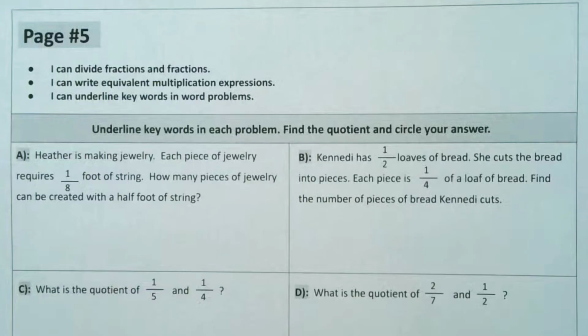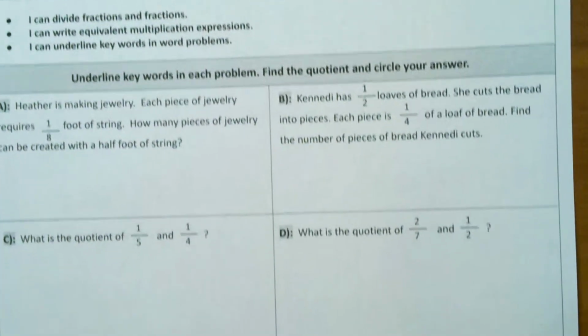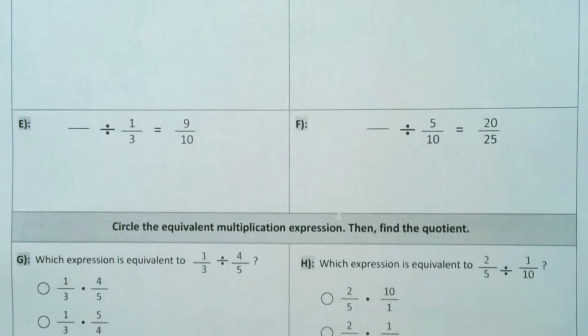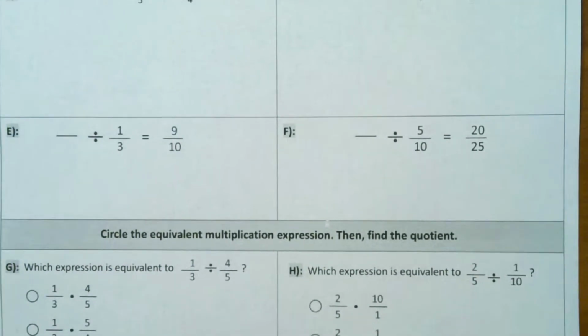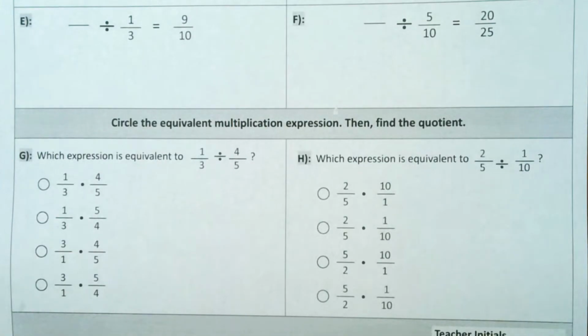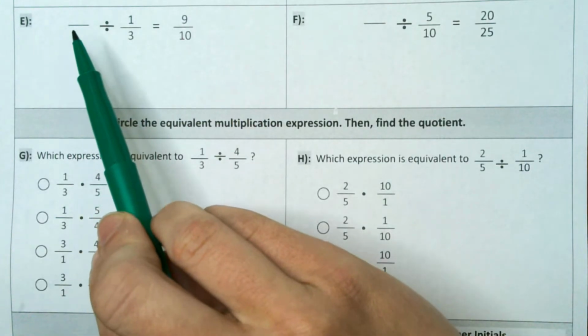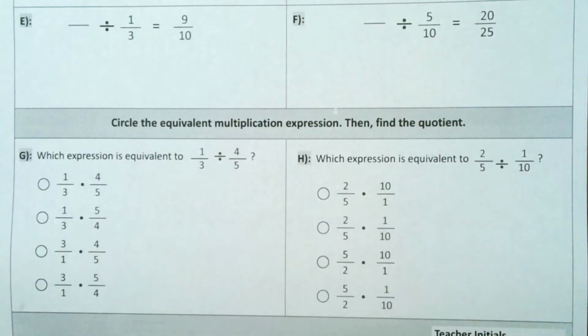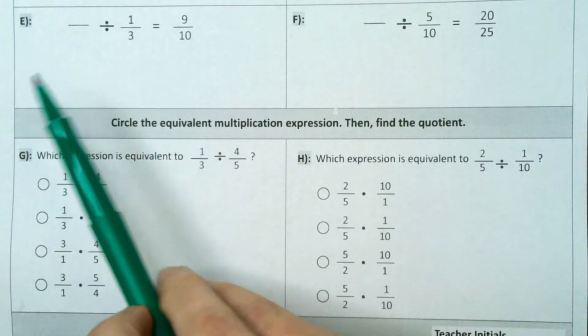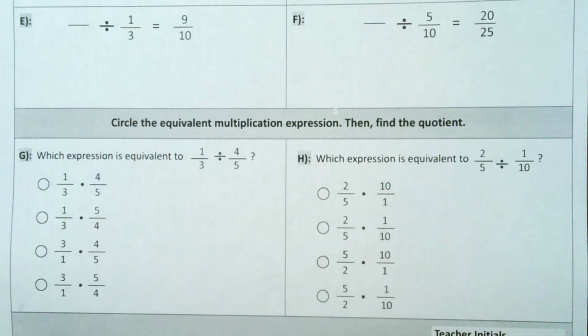Let's take a look at page 5. I'm not going to go over all of these problems, but I do want to go over problem E. So go ahead and take a look there. E says blank divided by 1/3 equals 9/10. So I'm going to do E with you and have you do F on your own.